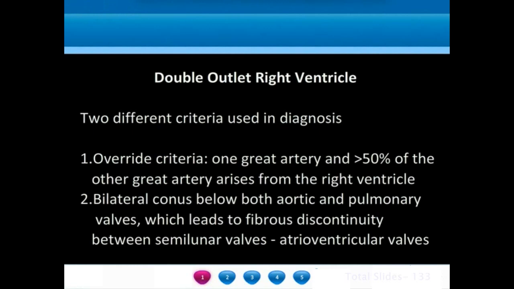In the second criteria, presence of bilateral conus, that means a conus below the aortic valve and a conus below the pulmonary valve, is important for the diagnosis of double outlet right ventricle. The presence of conus below both the aortic and pulmonary valve will lead to fibrous discontinuity between the semilunar valves and the atrioventricular valves.